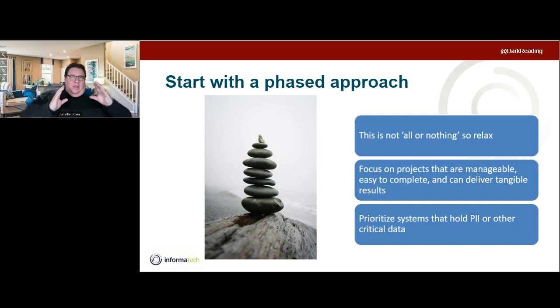We can pick the applications, the data, the processes that we want to apply microsegmentation. We can start on projects that are manageable, easy to complete, and that we can demonstrate tangible results to. We can prioritize systems, as I said, that hold data we consider sensitive: PII, personally identifying information, other critical data, depending on your business. And we can start with those. Or for that matter, you can say, well, actually, let's do the low-risk approach. Let's start with data where it doesn't really matter because we really want to explore this technology and find out what we can and can't do with it.